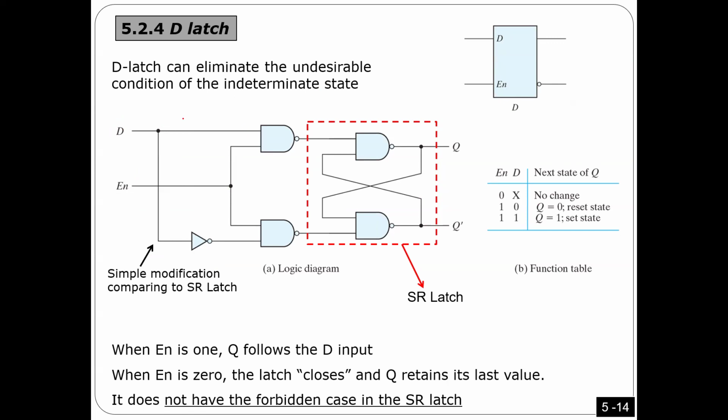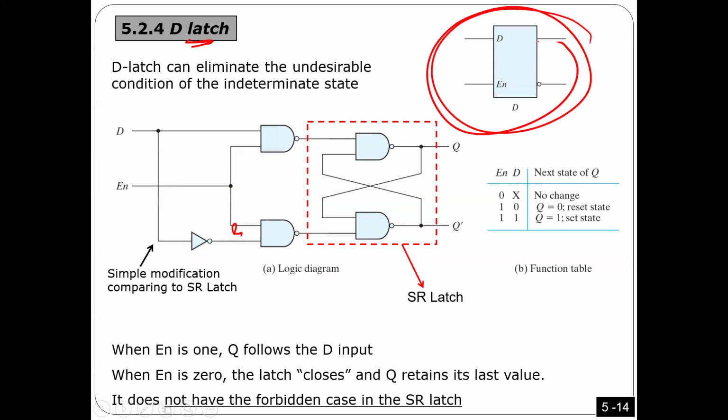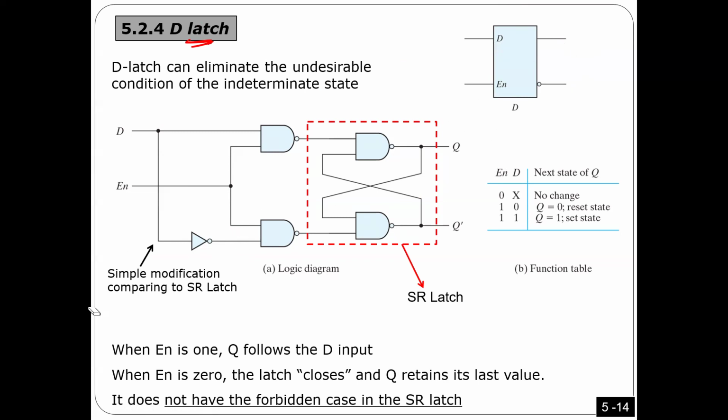All what I did, I just added this part here. So instead of having SR, 2 inputs, to this latch, we call it D latch. As you see here, this latch has only one input, D. Is that okay? How it works is still like the SR latch, but instead of 2 inputs, this one has only one input, and also it has enable. Let's see how it works.